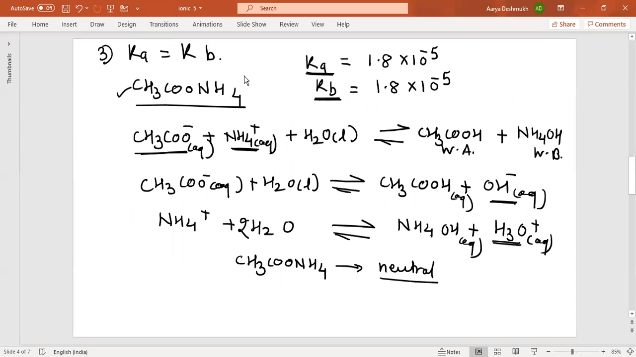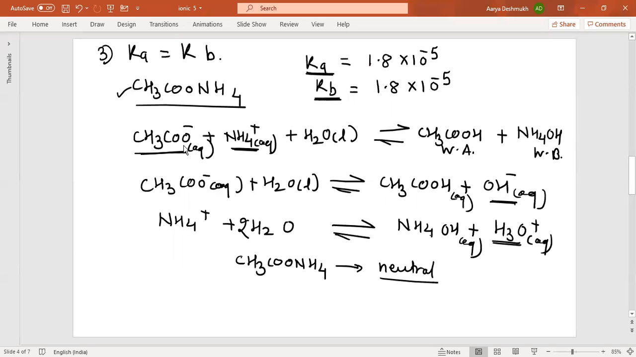Now the values for this, Ka is 1.8 × 10^-5 and Kb is also the same, 1.8 × 10^-5. The example for this you can take is ammonium acetate. You can write the reaction for this: ammonium acetate dissociates into acetate ion plus ammonium ion, and it hydrolyzes to CH3COOH and NH4OH, which are the weak acid and weak base.